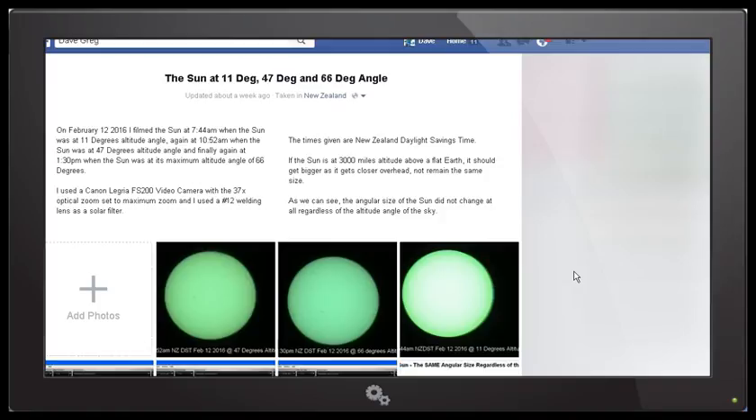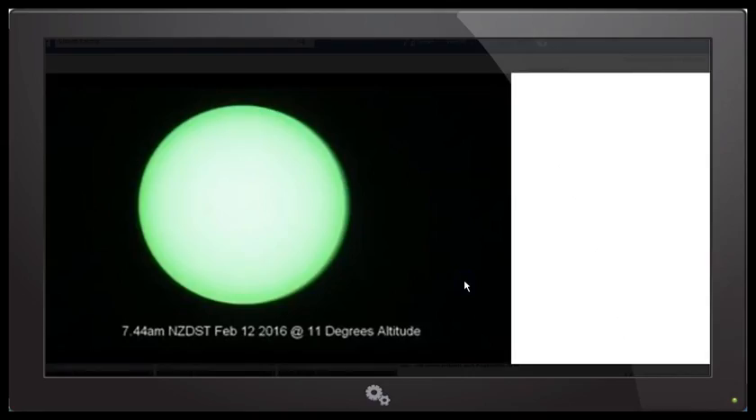So what I did was I took my video camera and put a number 12 welding lens across the front of the camera and went out and filmed the Sun with the optical zoom at the full 37 times zoom as I filmed the Sun. So let's have a look at those images that I took. Here is the first one.